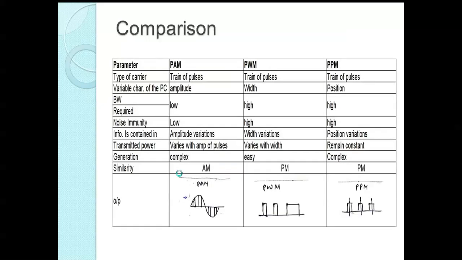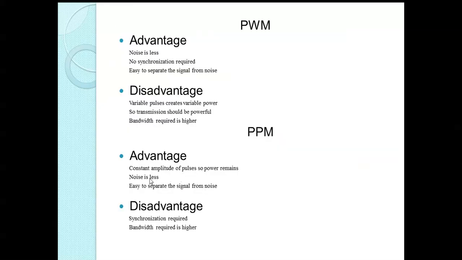And for the advantages here, it's a constant amplitude of pulses, so the power remains constant. The amplitude is maintained, so the power remains. Noise is also less, and it's easy to separate the signal from the noise. Of course, we need synchronization here in PPM, whereas in width there is no need of synchronization. In both cases the bandwidth required is high.